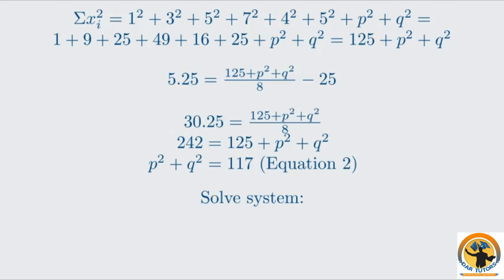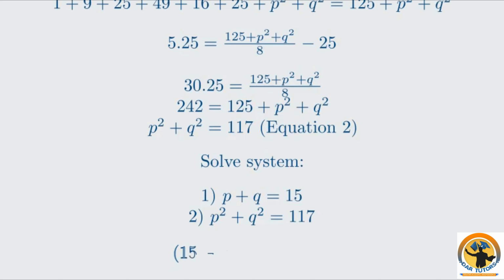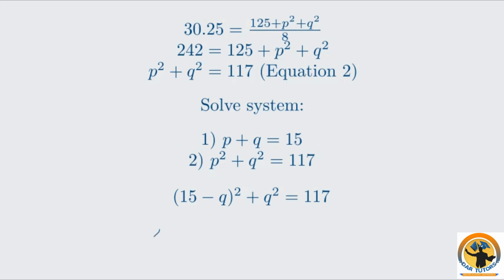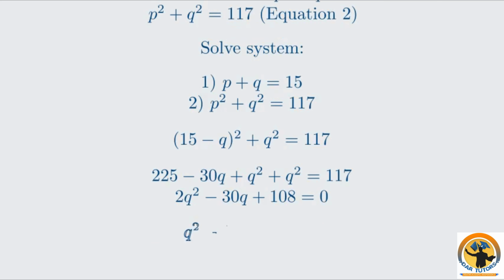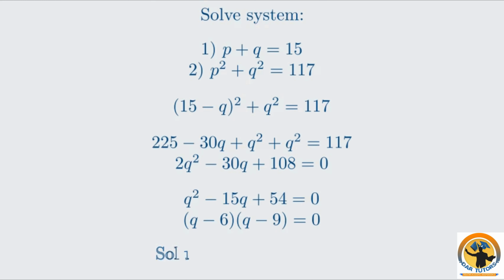From the first equation, p equals 15 minus q. Substituting into the second gives us a quadratic for q. Expanding and rearranging, we get q squared minus 15q plus 54 equals 0. This quadratic factors nicely into q minus 6 times q minus 9 equals 0. The solutions are q equals 6, or q equals 9.